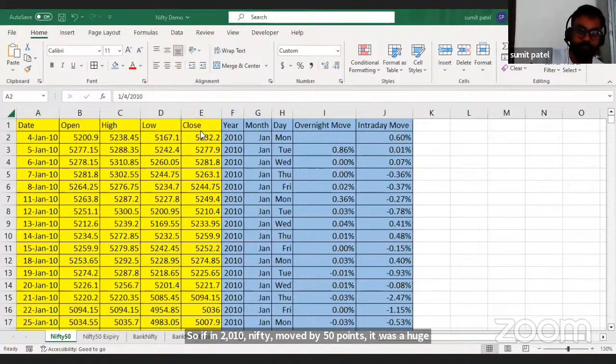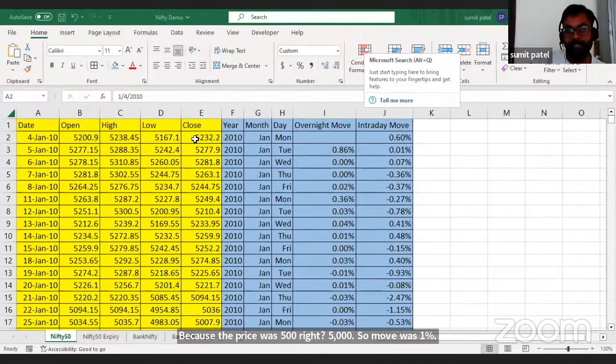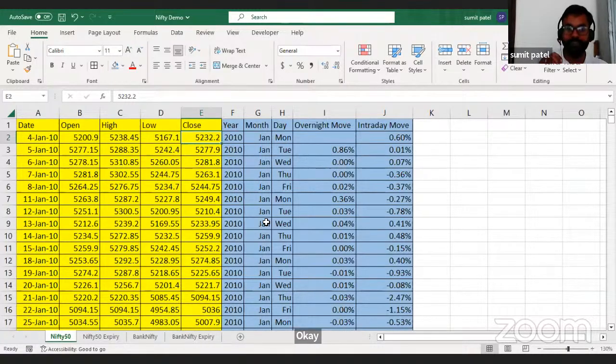because the price was 5,000, right? So the move was 1%. But now Nifty is at 18,000. So a move of 50 does not have the same weightage. If I did take the absolute numbers, I would not be doing justice to the numbers, because 50 points back in 2010 does not have the same weight as 50 points today. Is this clear? Why take the percentages and not the absolute numbers?